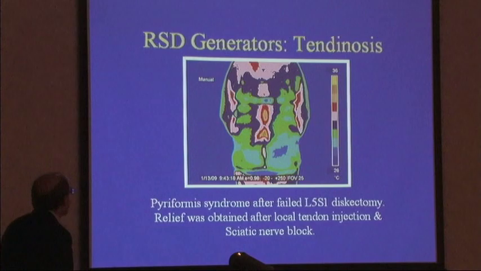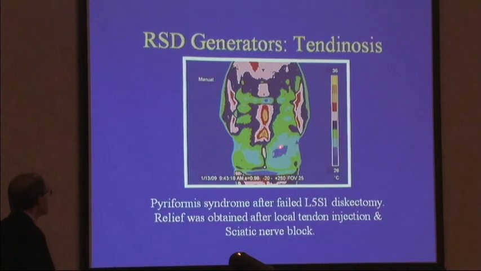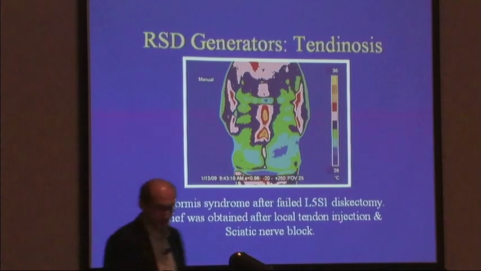This is a failed back L5-S1 discectomy that had, in fact, a piriformis syndrome, had intense hypoperfusion. We did both a piriformis origin and insertion injection, blocking at the sciatic nerve prior to treating the source.